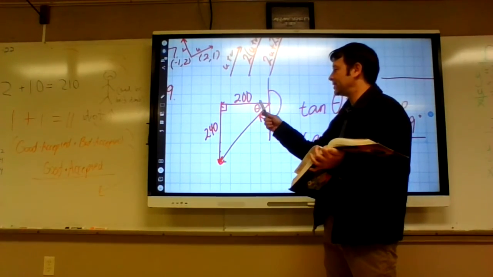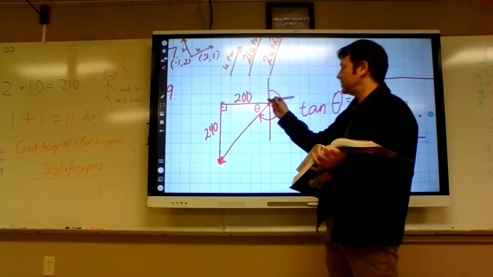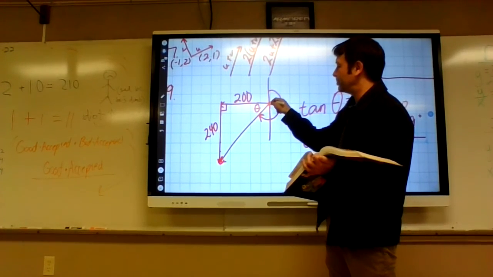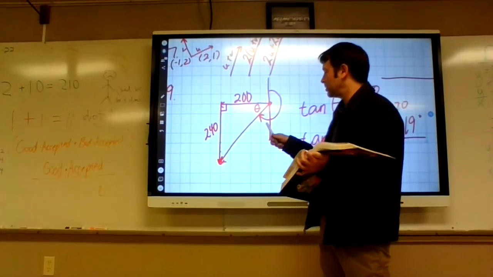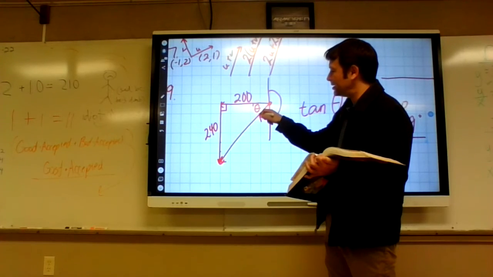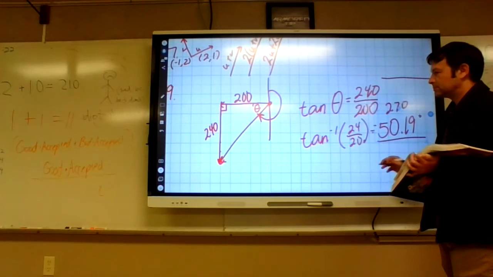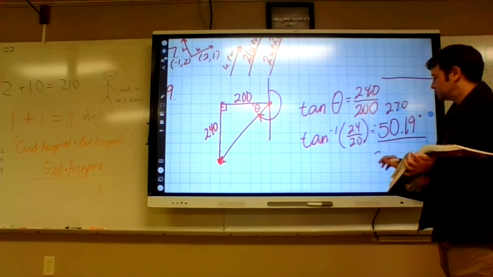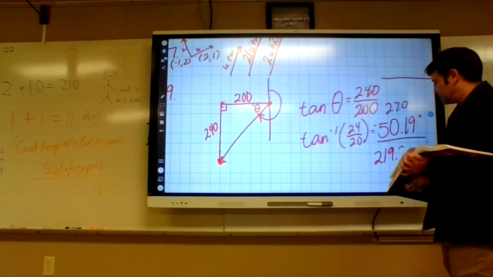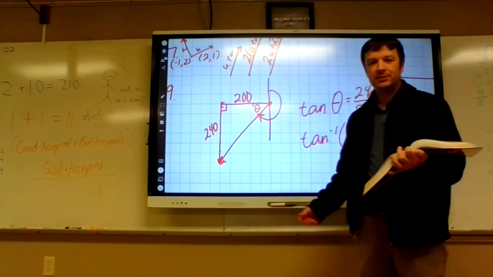The angle we found was this angle in the triangle, but remember due north was 0 degrees, east was 90 degrees. So this ship leaving port, what angle does it need to go to hit the other ship? 270 minus theta will give us this angle, which is 219.8. It needs to be in degrees, not radians.